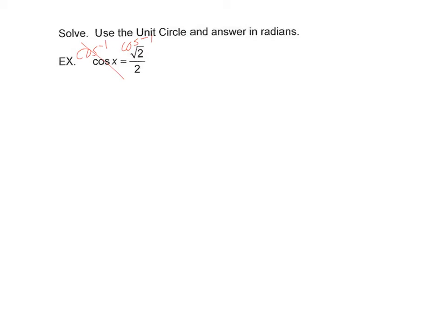But now we're going to use the entire circle, and we're going to find all the places where the cosine, which is the first number in the parentheses, is positive square root of 2 over 2. That happens at pi over 4 and at 7 pi over 4.